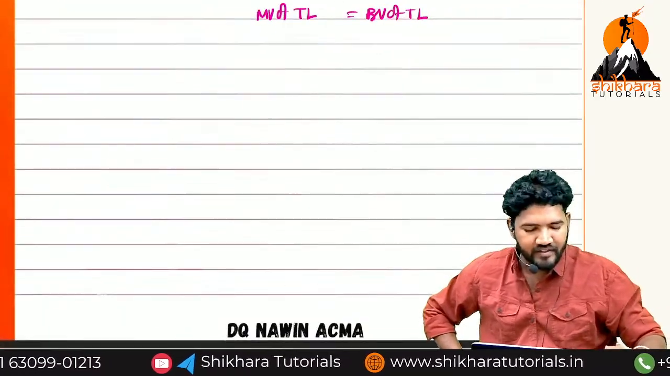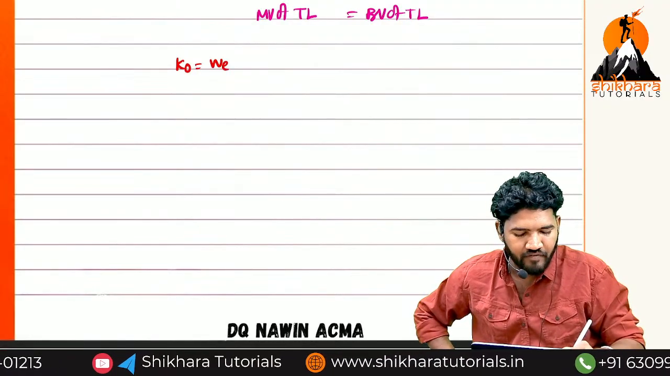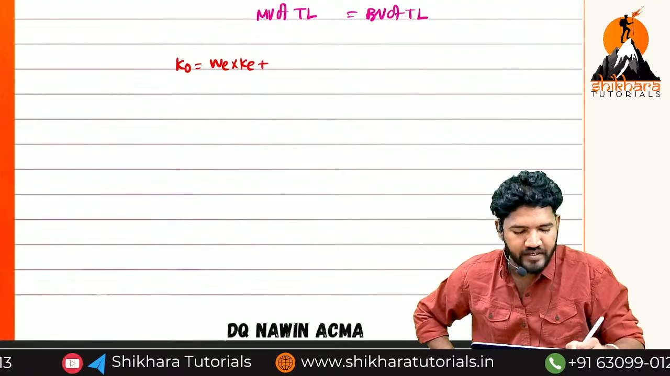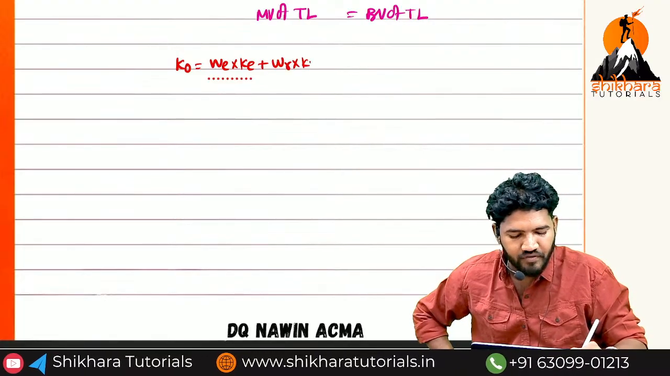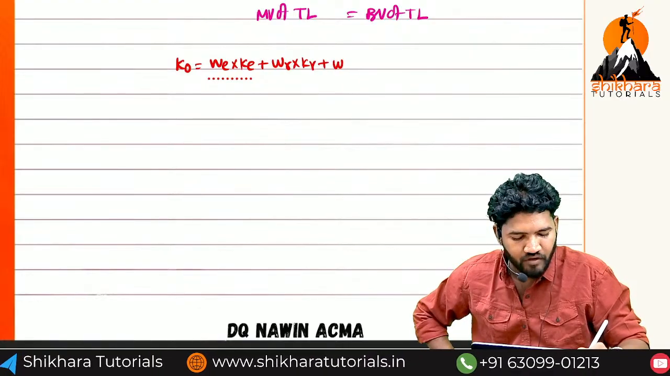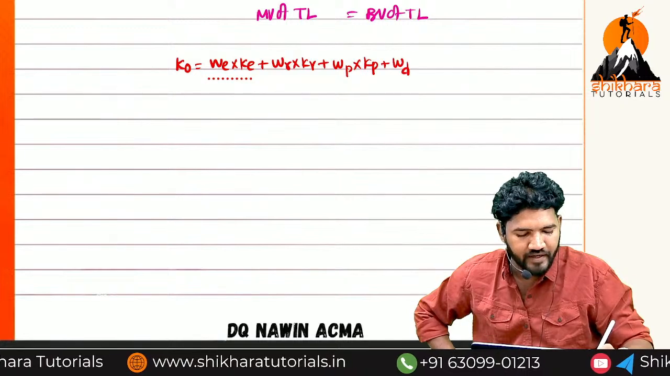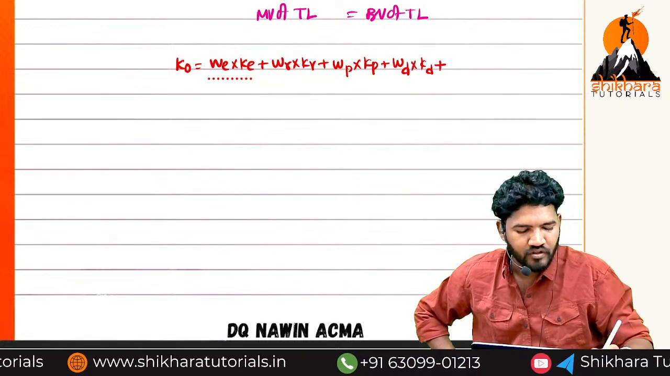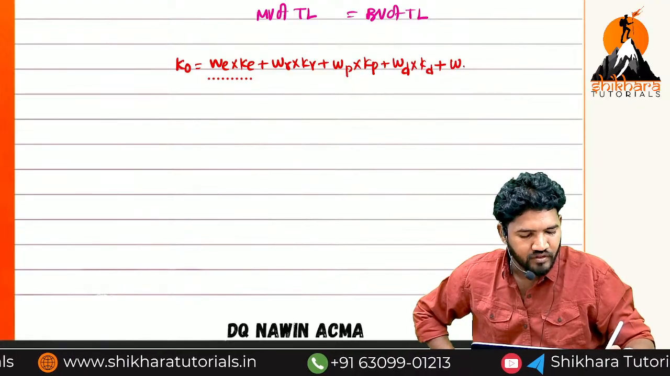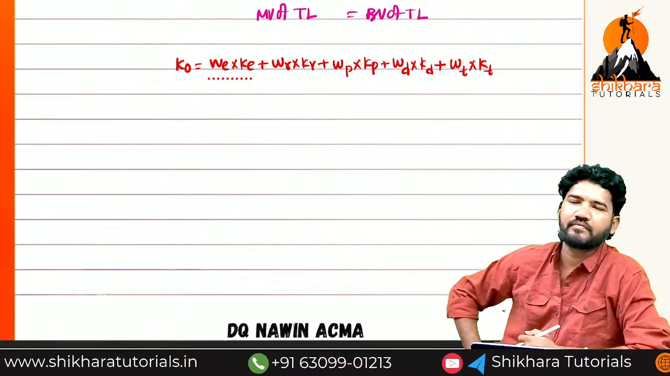Now can I write it like this as a shortcut formula? KO equals weight of equity into cost of equity plus weight of retained earnings into cost of retained earnings plus weight of preference into cost of preference plus weight of debt into cost of debt plus weight of term loan into cost of term loan. This is a shortcut formula.